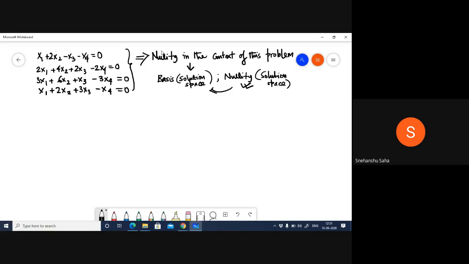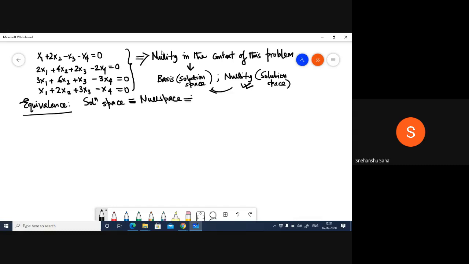Okay. So what I do is, the solution space is nothing but the null space, right? Okay. So there is this equivalence, that the solution space is nothing but the null space, right?